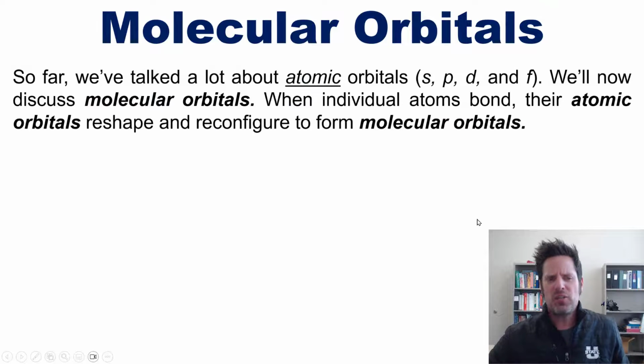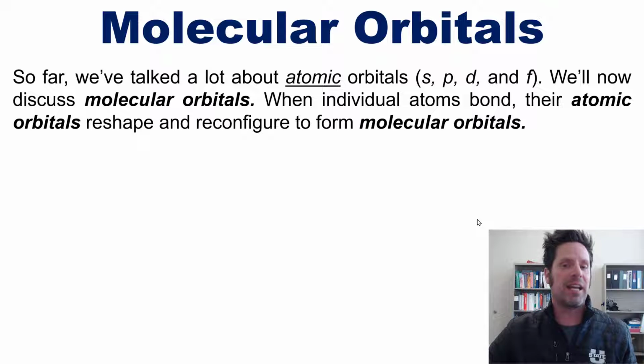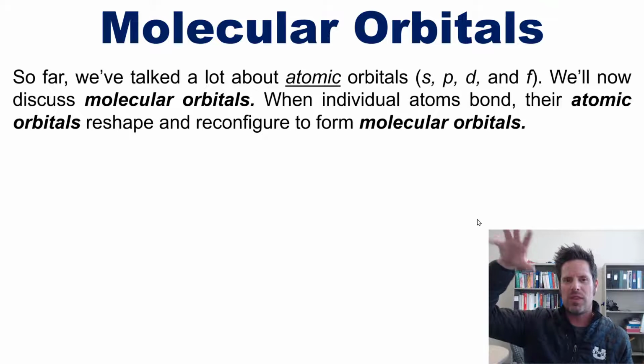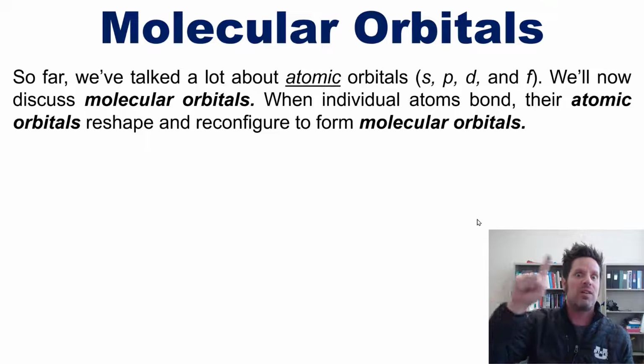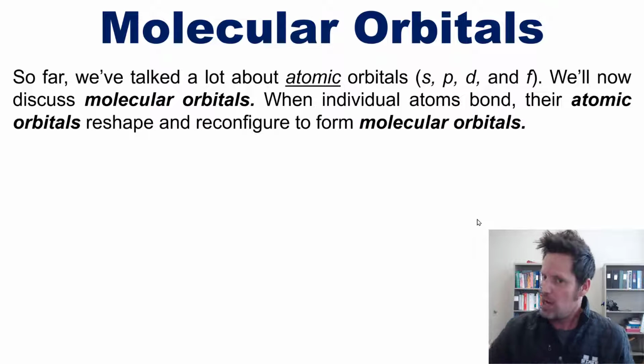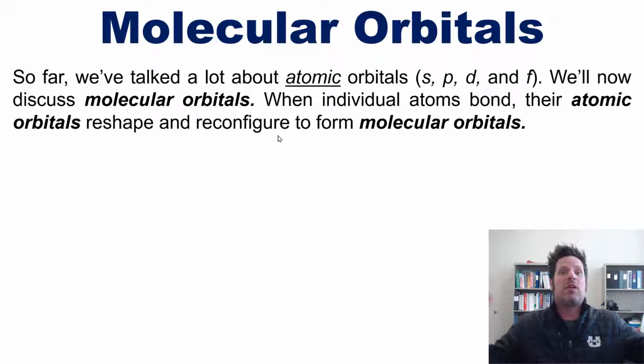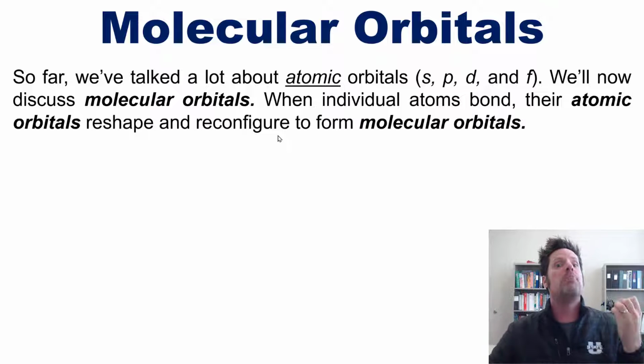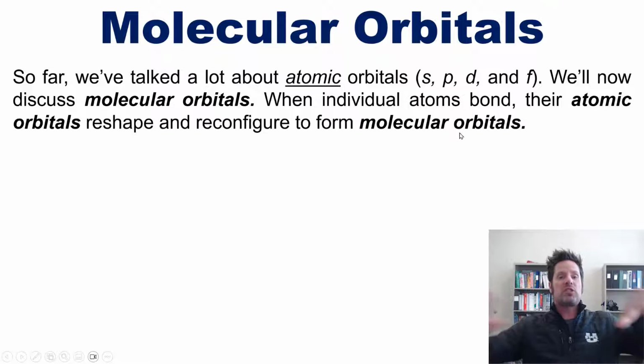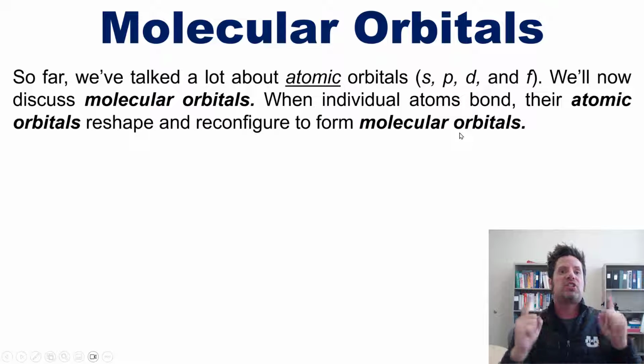Okay, so thus far, we have talked a lot about atomic orbitals, and we did that in earlier videos linked in the description below, or possibly floating as video links above my head. We're now going to discuss molecular orbitals. When individual atoms bond, their atomic orbitals, that is the s, p, d, and f orbitals that they've got when they're individual atoms, actually combine and reshape and reconfigure to form new things called molecular orbitals. Those are orbitals that go all around a molecule, which is two or more atoms.